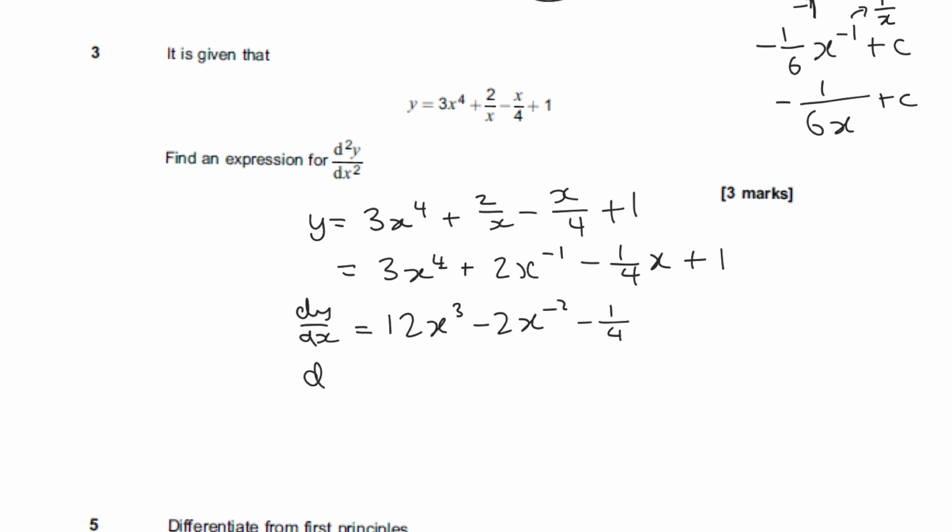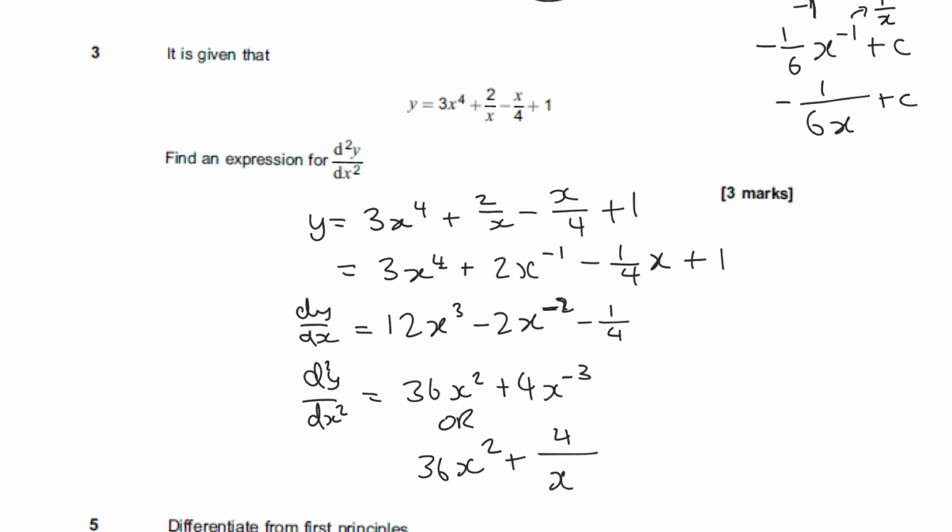So now if we do d2y by dx squared, we're going to differentiate the dy by dx. That would give us 36x squared plus, because remember minus 2 times minus 2 is positive 4, so positive 4x to the minus 3. And yeah, that's that. The minus a quarter will disappear. You can leave it like that, or you can write it in the proper format of 36x squared plus 4 over x cubed.